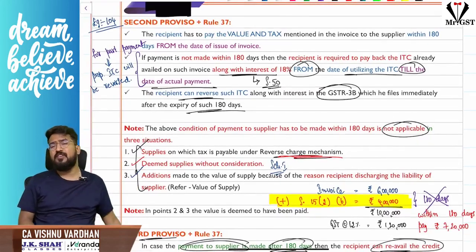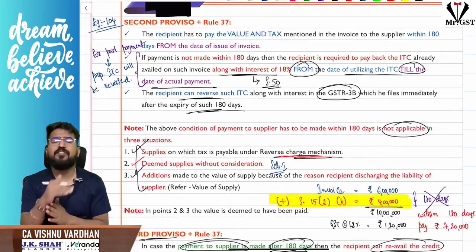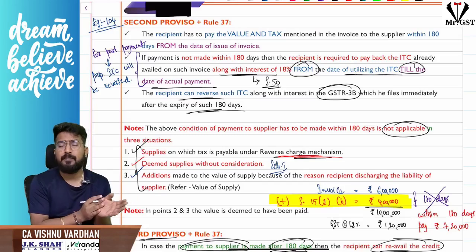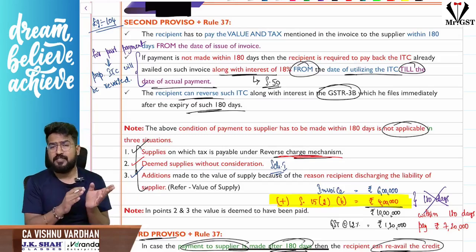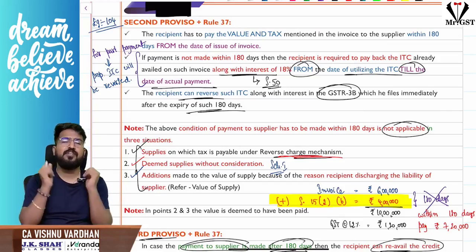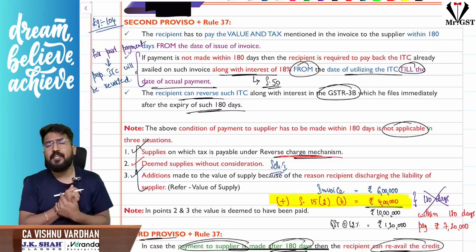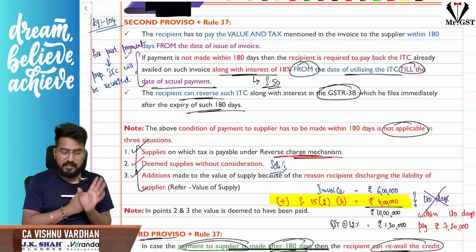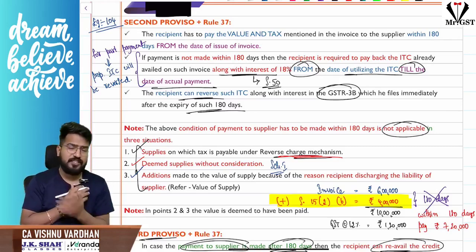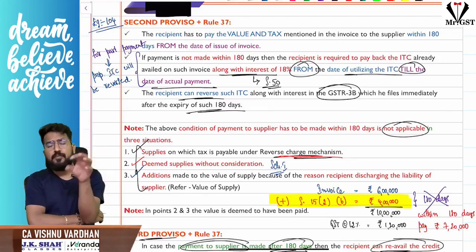What is this rule 37, second proviso? Do you remember, my dear friends, that 180 days time limit concept? If the supplier makes any supply to the recipient, the recipient has to make payment to the supplier, both value and GST, within 180 days from the date of invoice. Yes, he has to make the payment, not only value but also GST. If he is not doing that, he should reverse the ITC along with interest under section 50. One interesting thing here is, if you have made part payment, the proportionate amount will be considered.